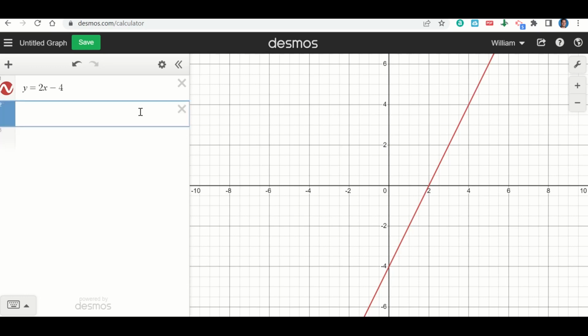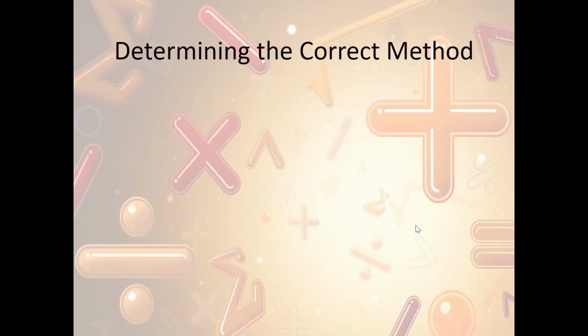Let's say we had an equation, though, that wasn't in slope-intercept form. We can still graph that on here and check our work. So let's say it was 4x minus 2y is equal to 8. And we can see that that's actually the same as this one. But we can look at this and check our work this way as well. It still graphed the equation in slope-intercept form, even though the equation we put in is not in slope-intercept form. So this is one way that you can check your work using Desmos to find linear equations. Now, how do we determine the correct method?